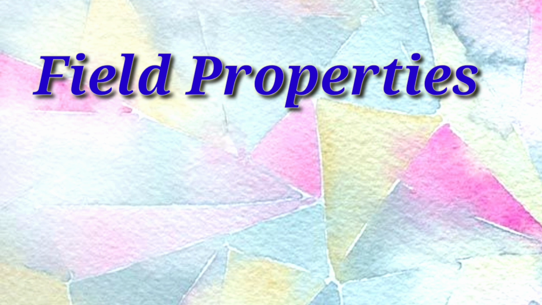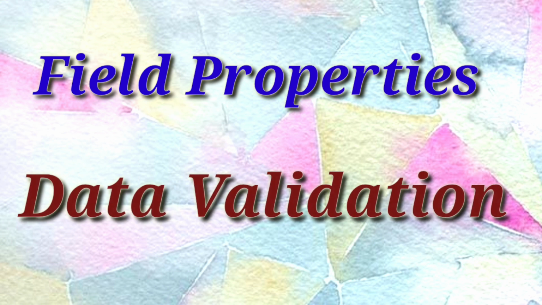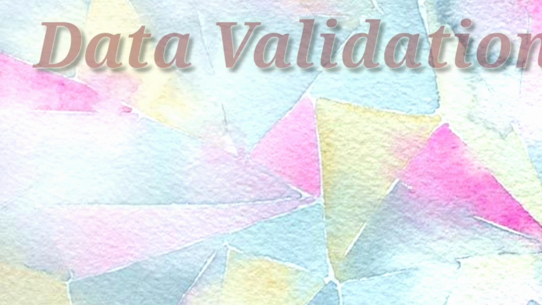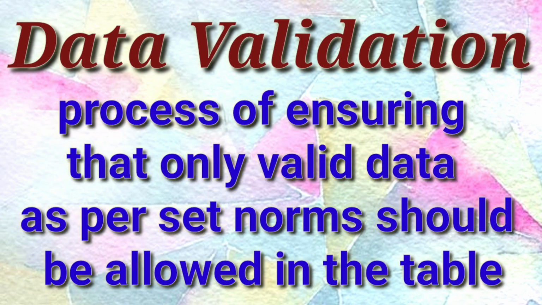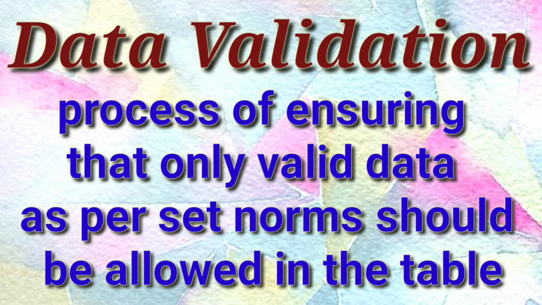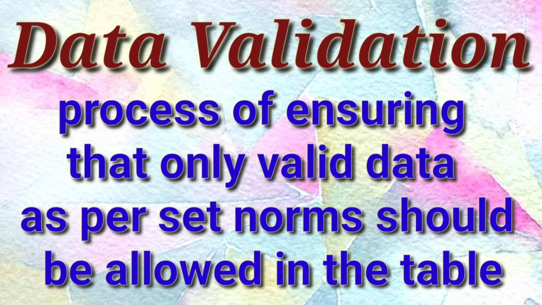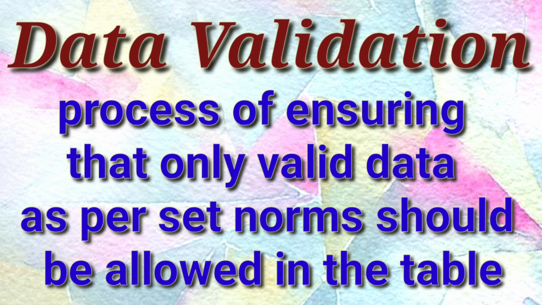Now, using these field properties, we can put certain data validation. Data validation refers to the process of ensuring that only valid data as per the set norm should be allowed in the table. The data that does not meet the specifications should be discarded. Means we are putting certain validation, certain obligation which should be followed. If the rules are not obeyed, they would be discarded.